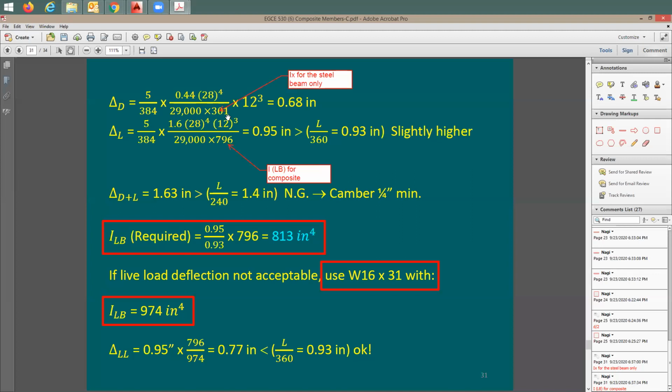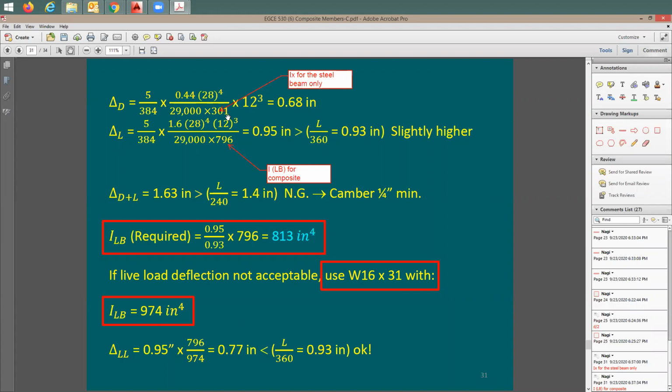Let me here review the construction sequence with you. First, you have all the steel framing. You're going to put it all together. After that, you put the metal deck. No loads yet. It's going to be only the self-weight of the beam, which is very small, and also the metal deck. The metal deck is like 2-3 pounds per square foot. It's very light.